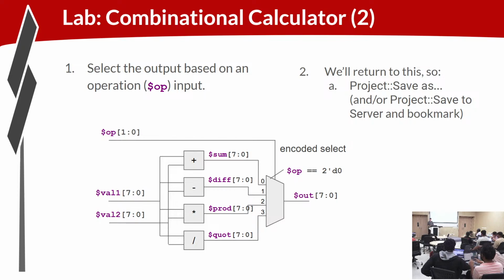This might burn more power than necessary, so you might use some techniques to block off the computations that you're not using, but we're just going to go ahead and do the computation, select the one we want. So add this mux here. Again, it's an encoded select, so we're comparing the op to a particular 2-bit value for each case.